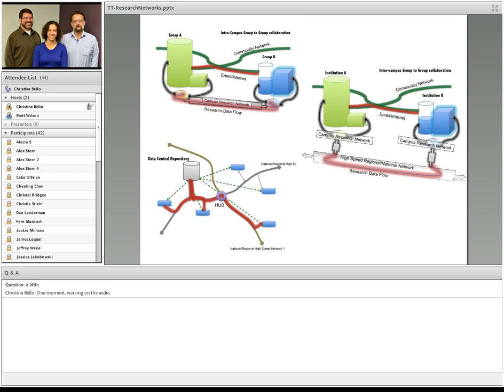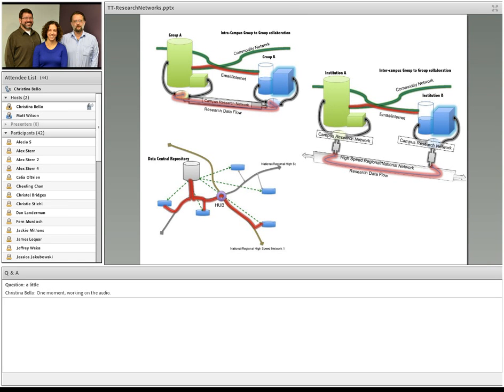The same paradigm, of course, applies to inter-campus collaboration between two groups. A campus research network will provide you access to, let's say, a high-speed regional or national network, and the large data flow would flow from that institution to the other institution in order to foster a collaborative environment.